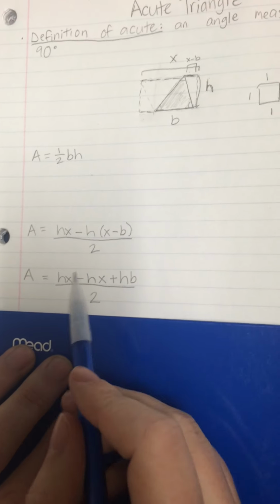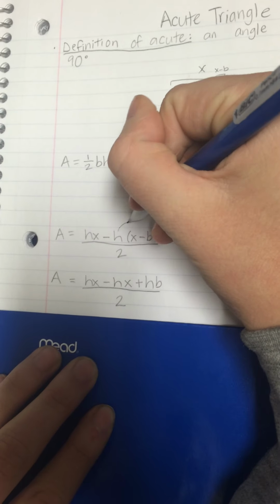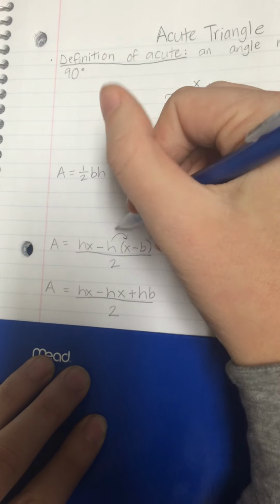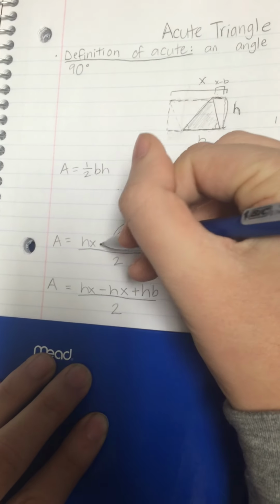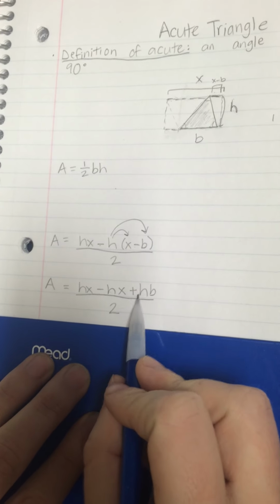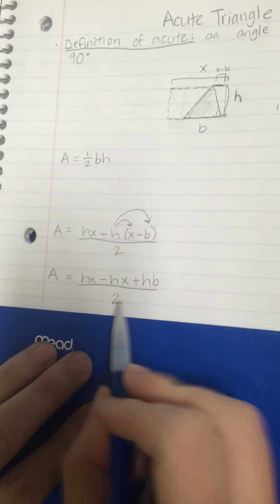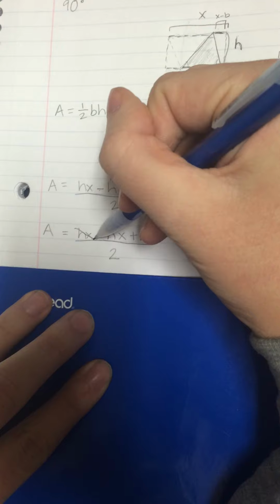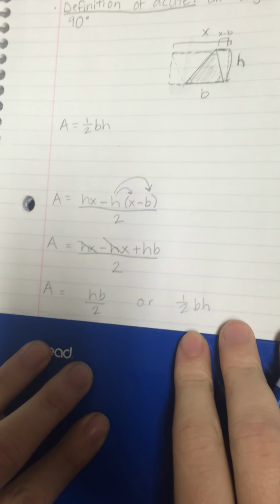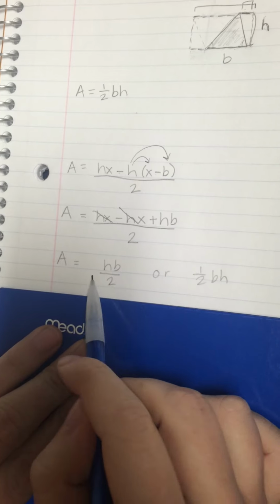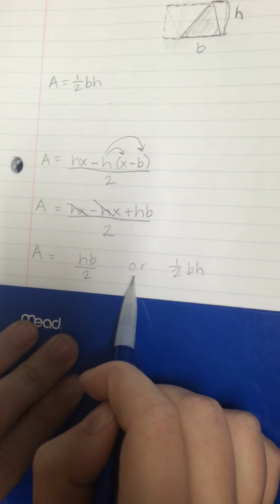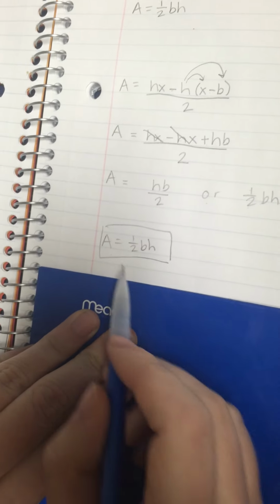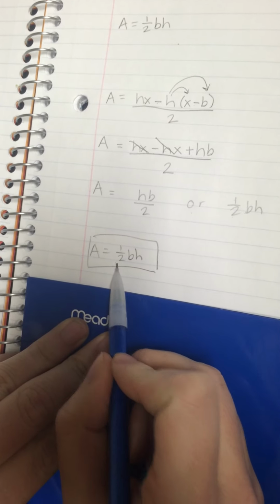Just like we did before, we're going to distribute: take this h times this x, that equals negative hx, and once again, h times b. Two negatives, we remember, make a positive, so it's plus hb, all over 2. When we simplify, hx minus hx cancels out to nothing, and you're left with area equals hb over 2. Another way you can write that is 1/2 base times height, which gives us the area of an acute triangle, 1/2 base times height.